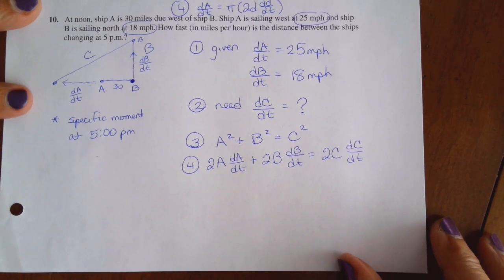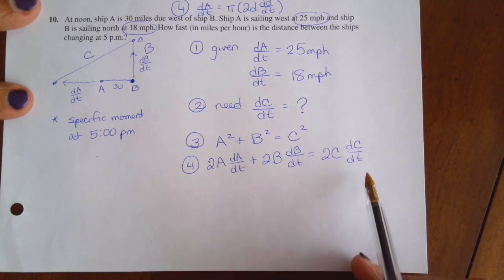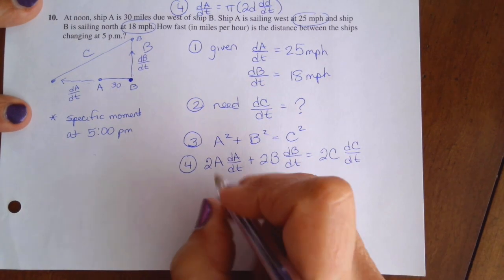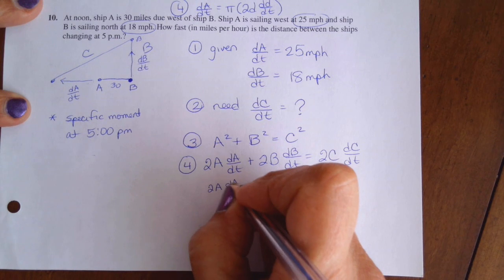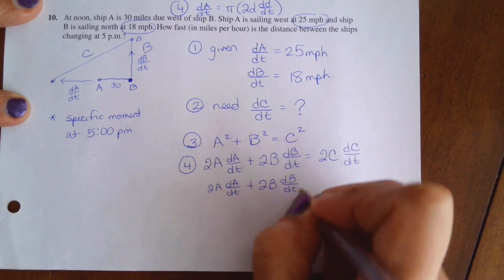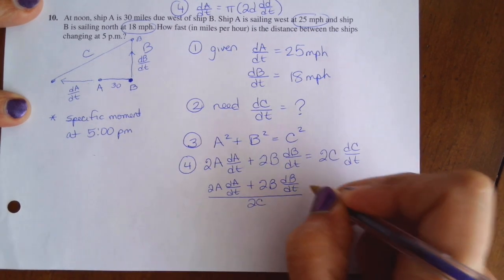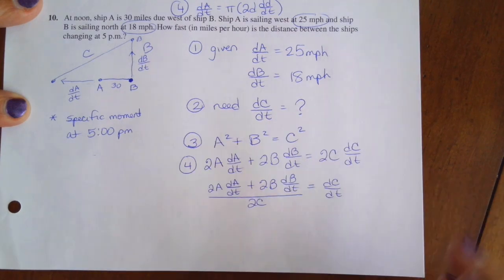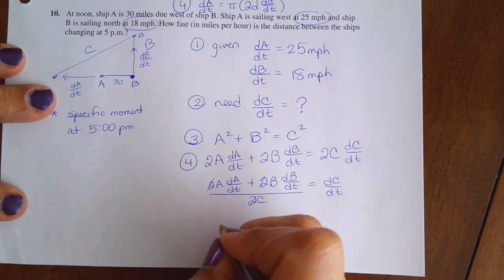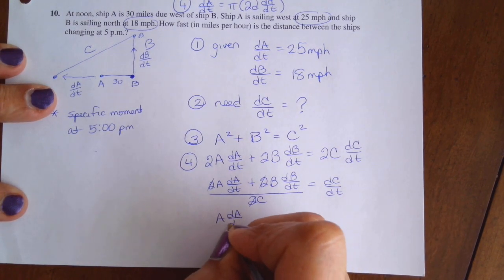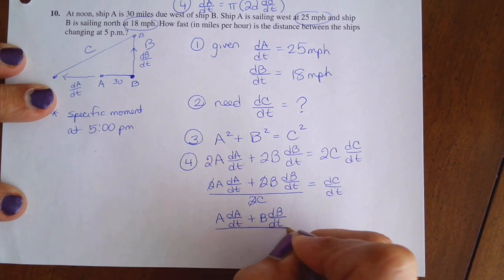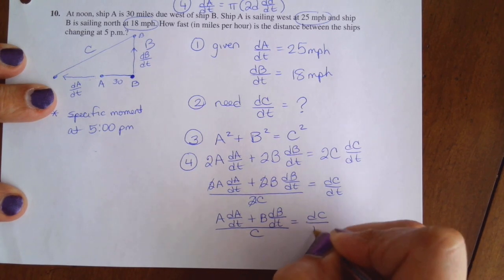So what are we solving for? We want dC/dt. So we're going to divide this side by 2c, and then we can cancel those 2's. You can do that now if you want to, I'm just showing you the steps. We divide 2a dA/dt plus 2b dB/dt by 2c, and that will give us dC/dt. We can cancel the 2's. You don't have to, but it makes it easier to compute. So we get A dA/dt plus B dB/dt, over C.